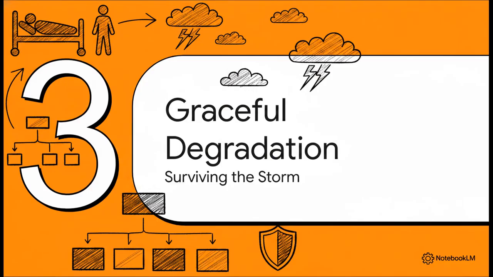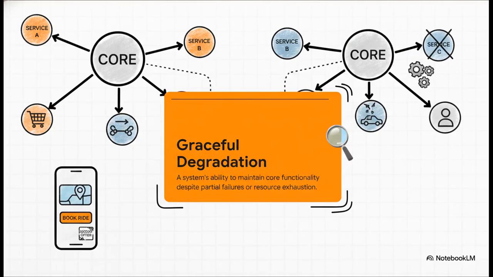Part 3, prioritization and graceful degradation. Let's talk about surviving that storm. So, how does a system mathematically and structurally decide who gets the hospital bed and who gets sent home? This brings us to graceful degradation. A well-architected system has to maintain its core critical functionality even when facing massive resource exhaustion. A fundamental architectural principle here is this: non-critical service failures must never cascade to impact core business functionality.